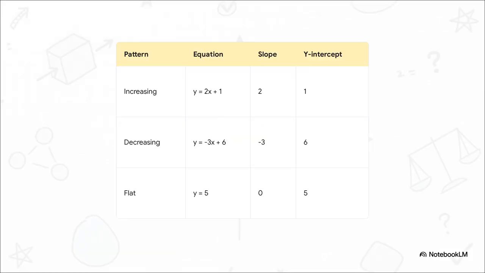Okay, let's look at 3 different types of pathways side by side: an increasing line, a decreasing line, and a completely flat line.